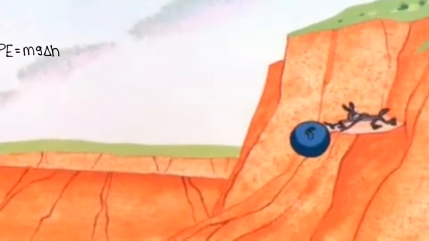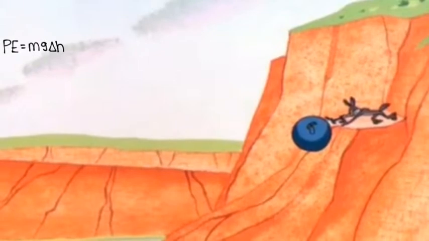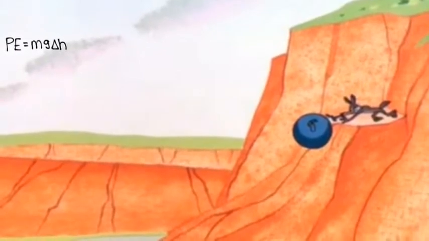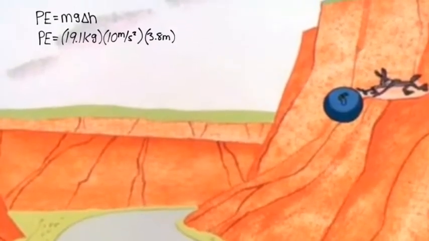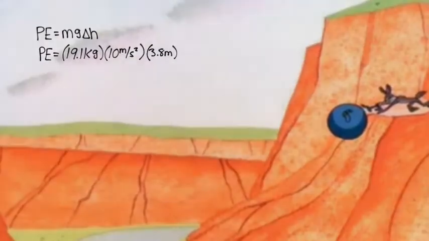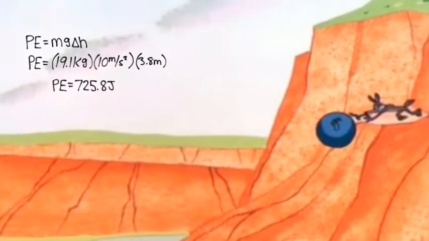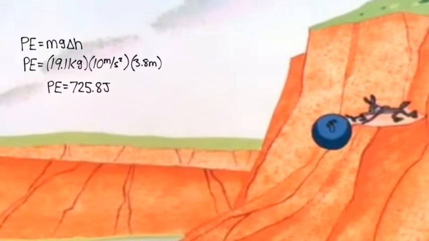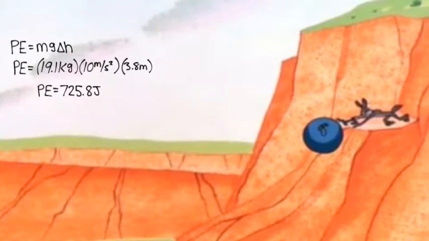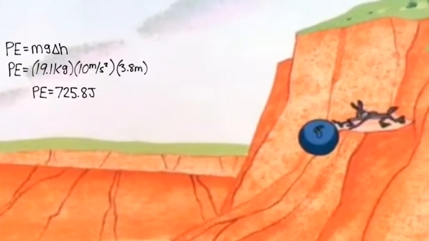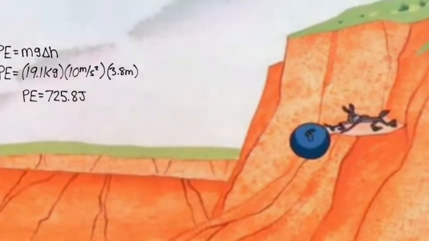Now I figured out the potential energy the cannon had at the very top before it was pushed off. Using the formula potential energy equals mass times gravity times the change in height, I plugged in my information and found that the potential energy at the top of the cliff was 725.8 joules. At this point, the cannon had a potential energy of 725.8 joules, a velocity of 0 meters per second, a kinetic energy of 0 joules, a height of 5.6 meters, and a total energy of 728.8 joules.